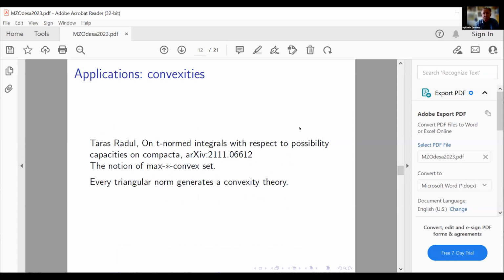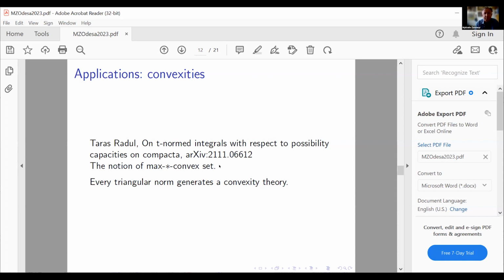First of all, it concerns convexities. Taras Radul recently mentioned the notion of maximum star convex sets. In order to give a precise definition, it would be necessary to develop a theory of monads and algebras. I don't have time for that.